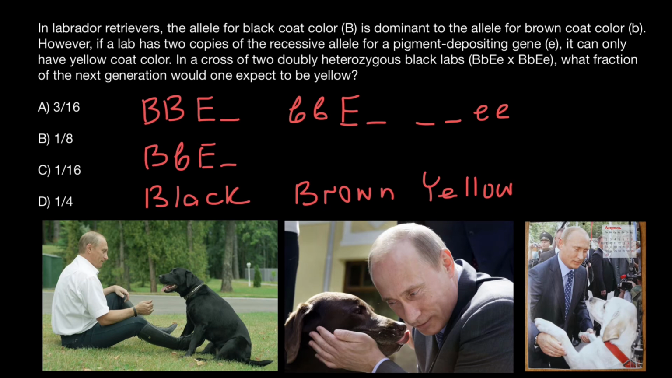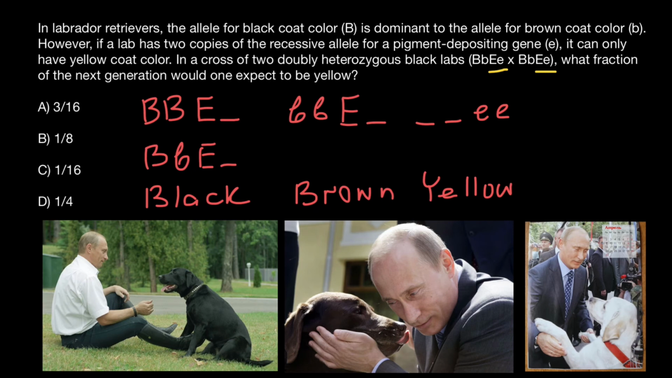Now let's return to our problem. In a cross of two doubly heterozygous black labs with the following genotypes, what fraction of the next generation would one expect to be yellow? In this cross, we are actually interested in this gene E, and both animals are heterozygous. In order to find what fraction of the next generation is going to be yellow, we have to find what fraction of the next generation is going to be homozygous recessive for the gene E.